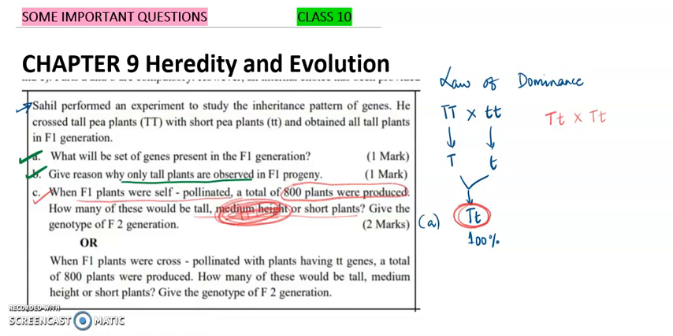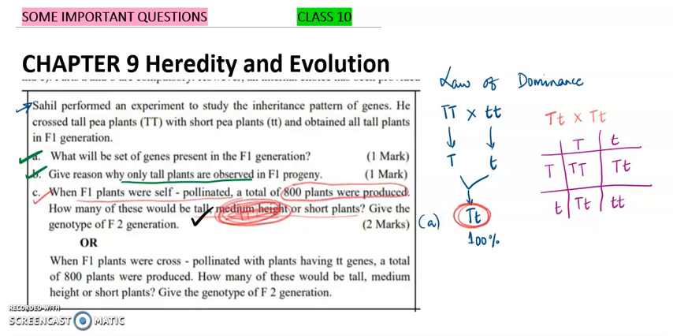Whenever you are crossing capital T, small t with capital T, small t, let's make the Punnett square. He'll be writing capital T, he'll be writing small t. Here also the same gametes, because the genotype of the parents is the same. Here it would be capital T capital T, capital T small t, capital T small t, and small t small t, right? They are asking out of 800, how many of them are going to be tall? How many of them are going to be short? We will not receive any medium height plant because we are not considering incomplete dominance. It is only possible in the case of incomplete dominance, okay?